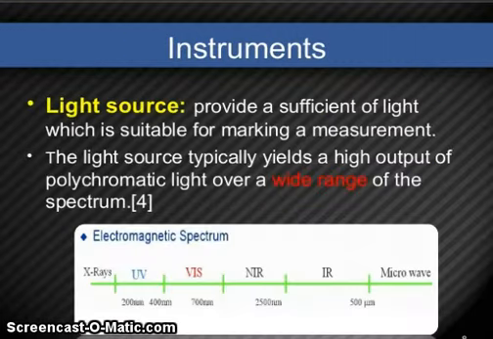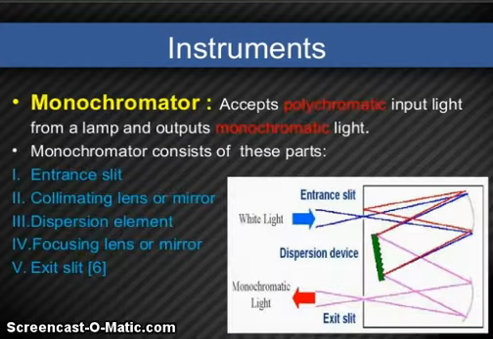Now instrumentation. Light source: provides a sufficient amount of light which is suitable for making a measurement. The light source typically yields a high output polychromatic light over a wide range of the spectrum: X-ray, UV, visible, near IR, microwave. Monochromator accepts polychromatic input light from a lamp and outputs monochromatic light. Monochromators consist of these parts: entrance slit, collimating lens or mirror, dispersion element, focusing lens or mirror, exit slit.